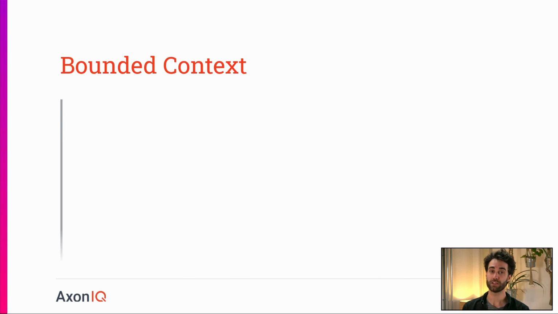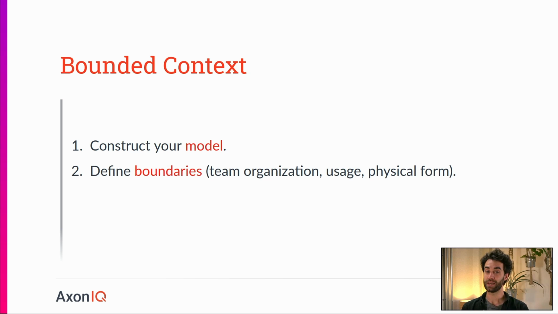So let's reiterate the bounded context we have shared in earlier courses. When it comes to using the bounded context, you will be first constructing your model, adding all the components you require in it. It's in this process that you define your boundaries very strictly. The boundaries are things like your team organization, the usage of your model, or the physical manifestation of where your data is stored, or where your code is being stored in what type of repository.